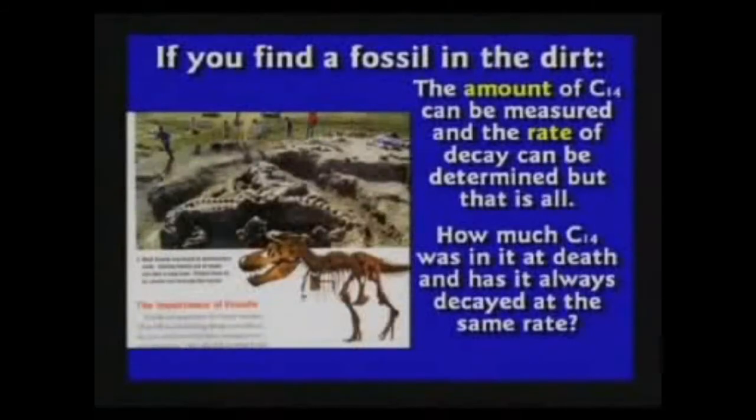Now, the amount of carbon-14 could be measured very precisely, and the rate of decay could be determined. But when did it live? I have no idea, and nobody does. Because you'd have to know how much was in it when it was alive, which would depend on the assumption that the Earth's atmosphere has reached equilibrium, and we haven't. And you'd have to know that it's always decayed at the same rate.